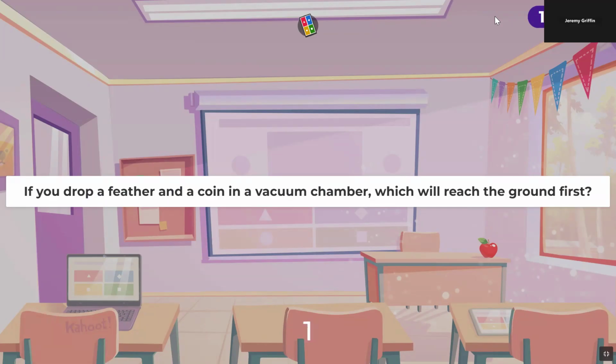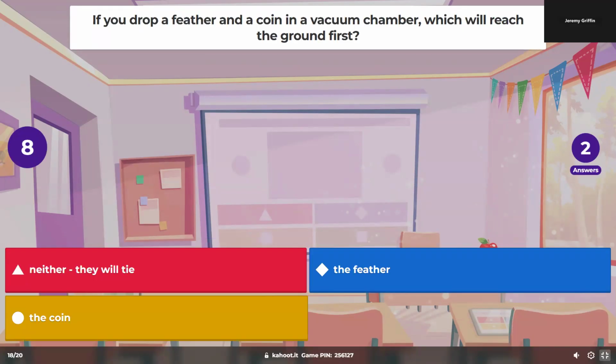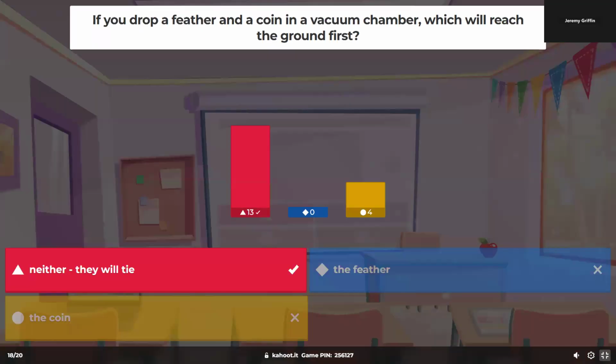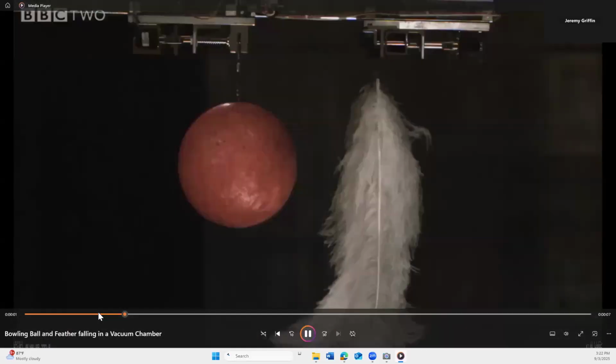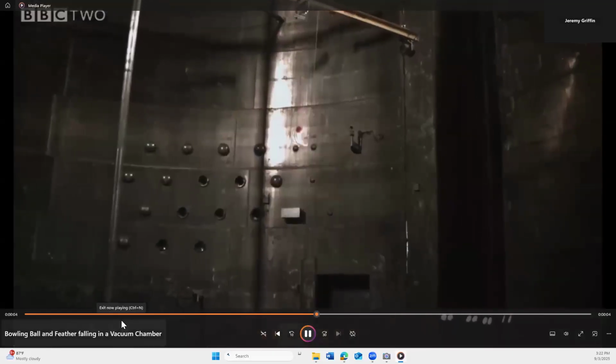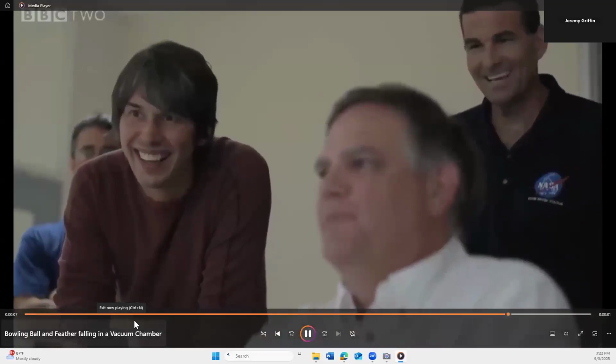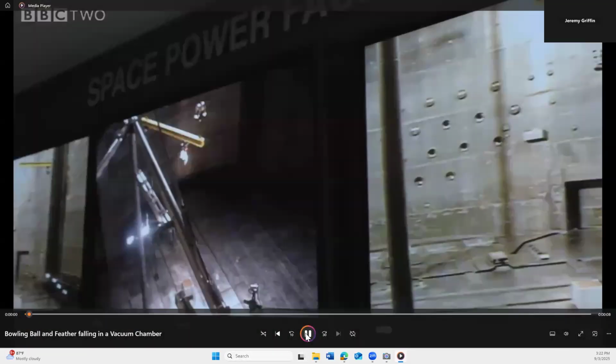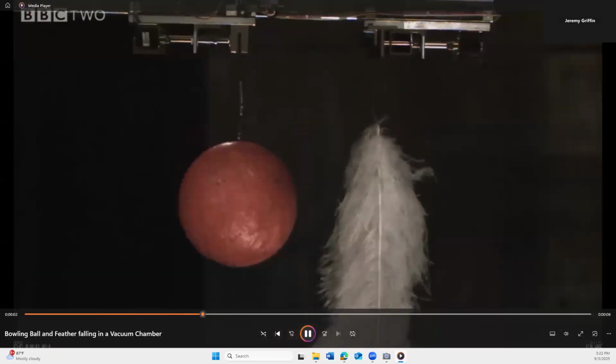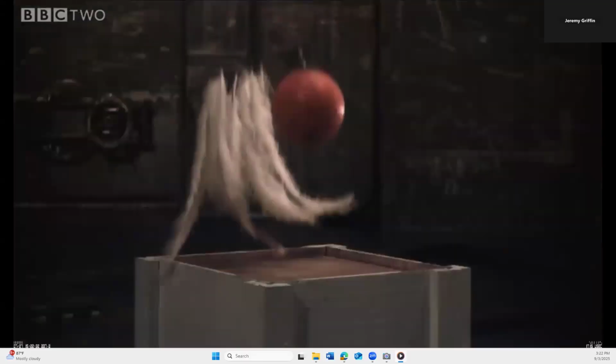You drop a feather and a coin in a vacuum chamber. Which reaches the ground first? Did I show you guys the video for that? Here, I think I've got time. There's this big old vacuum chamber. I think it's slow motion, not real time. One more time. They're in a giant vacuum chamber. They suck out all the air. There's no air in there. They let them fall together. Bam.